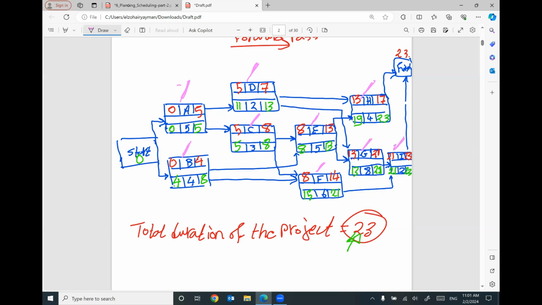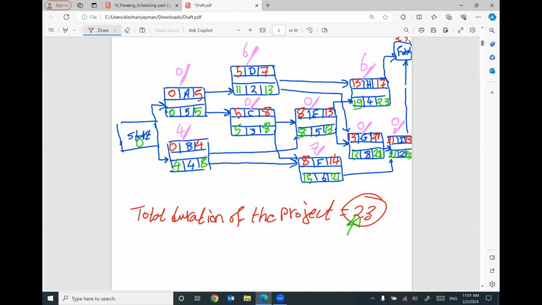The total float for this one will be 0. For this one will be 4. For this one will be 6, I think. This one will be 0. This one will be 7. This one will be 0. This one will be 6. This one will be 0. This one will be 0.